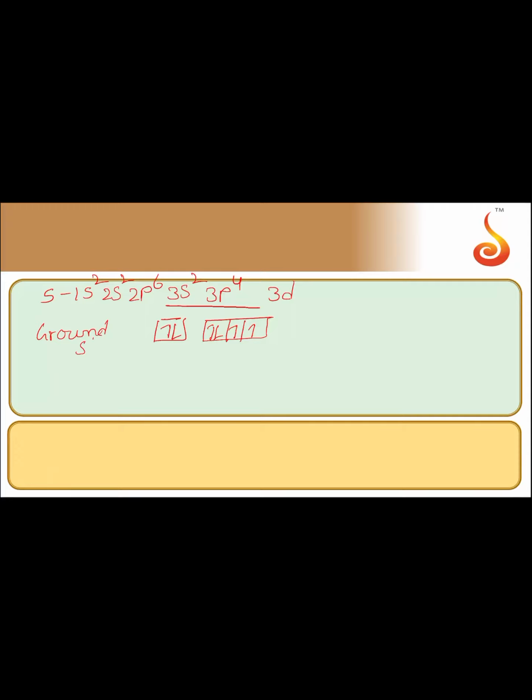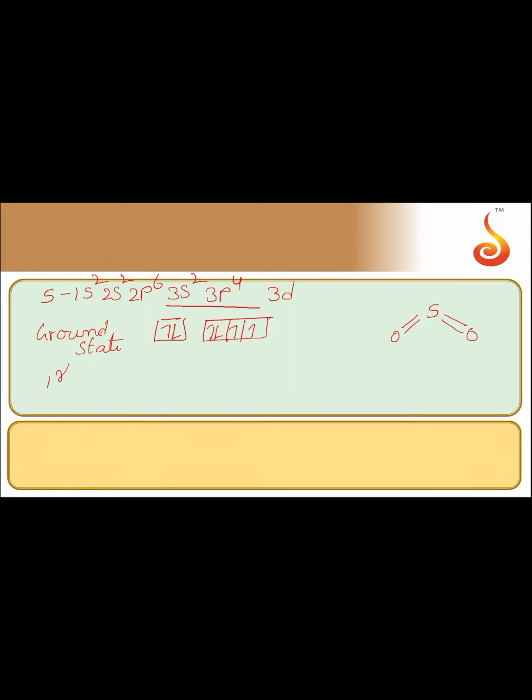Around sulfur, two oxygen atoms are there. Oxygen is divalent, so each oxygen will form a double bond with sulfur. So around sulfur, a total of 4 bonds are there. For the formation of the 4 bonds, sulfur should contain 4 unpaired electrons. But in the ground state, sulfur has only 2 unpaired electrons.